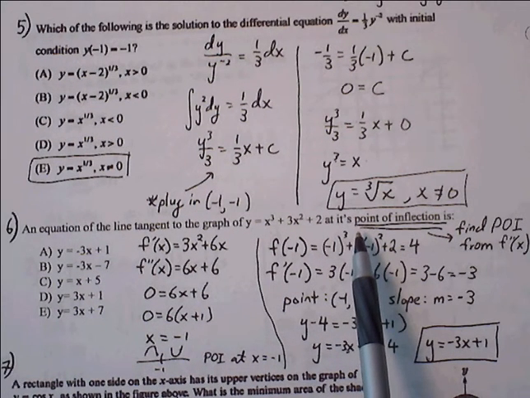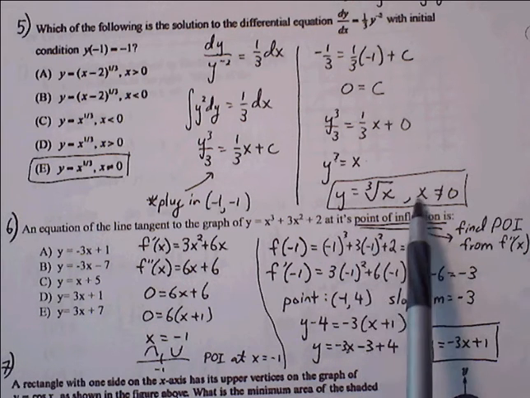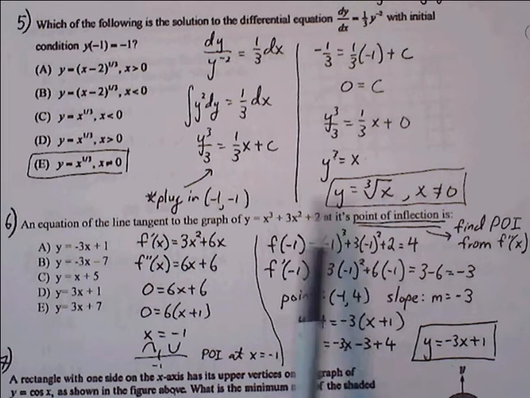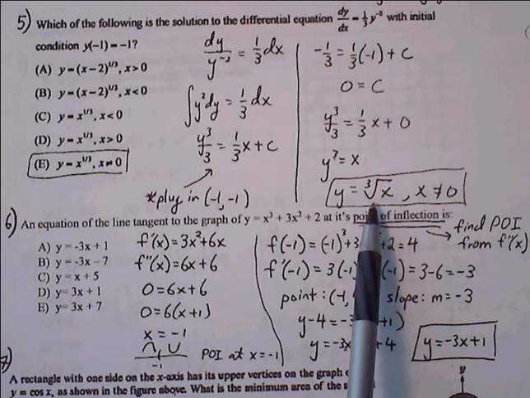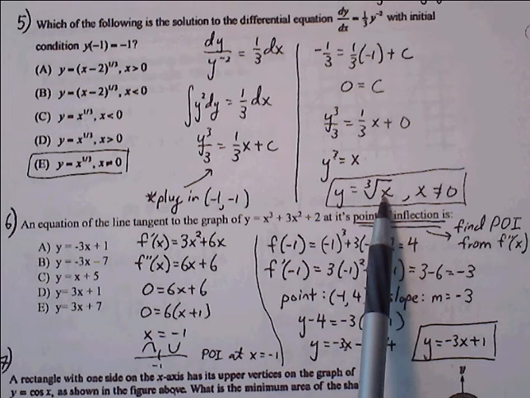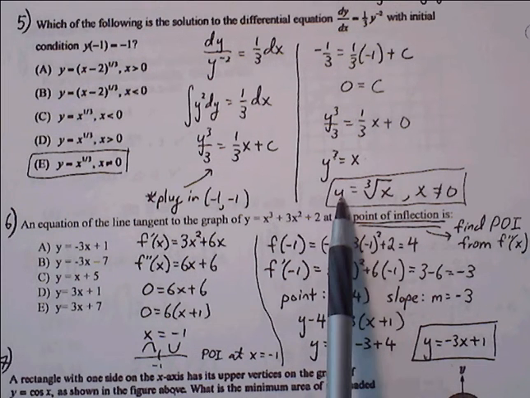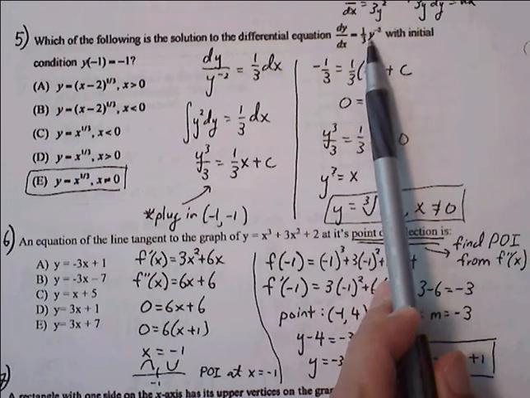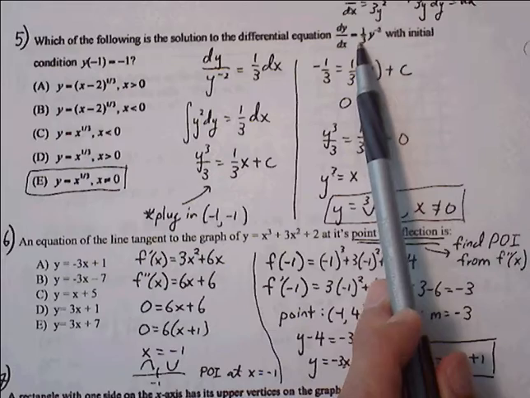And we know x cannot be equal to 0. Because if x is equal to 0, then that will cause y to be equal to 0, and we can't have y be equal to 0. That will cause this derivative to be undefined.